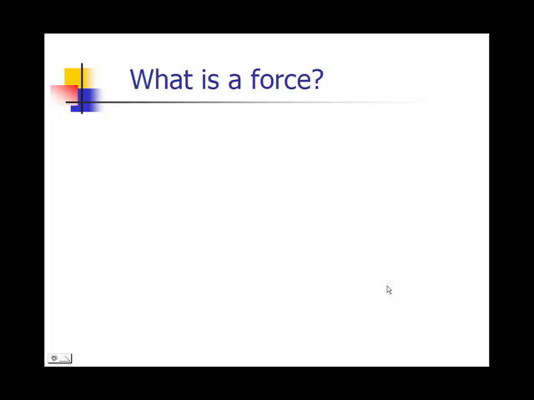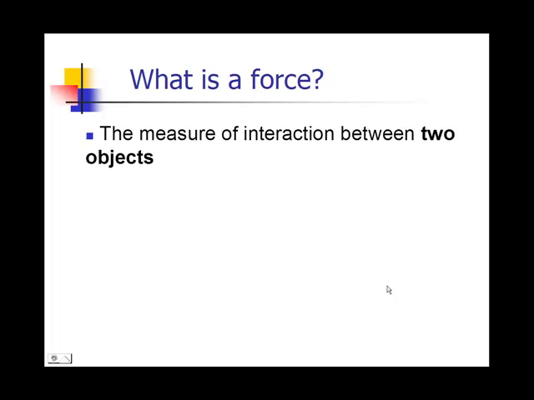Now let's begin by looking at what is a force. Force is a measure of interaction between two objects. When two objects interact, it generates a force. A force always involves two bodies. You cannot have a force by having just one body alone. So whenever there are two bodies and they interact, then you will have a force.